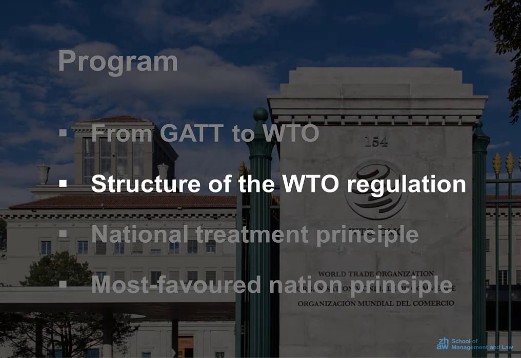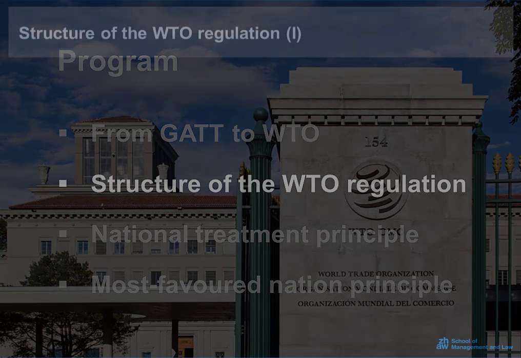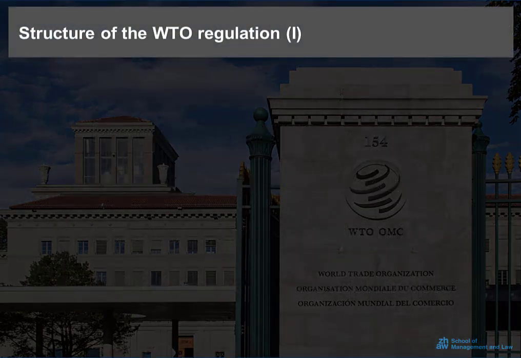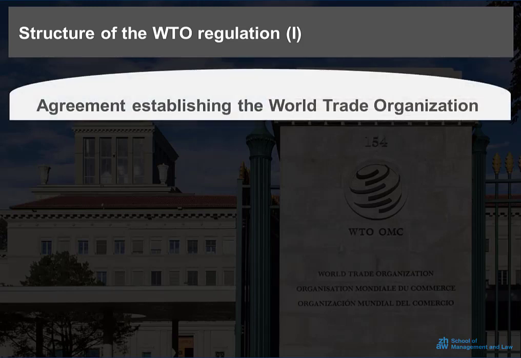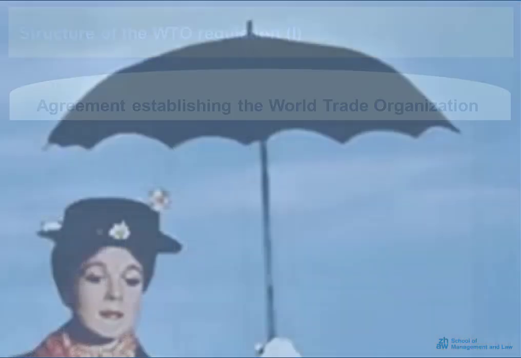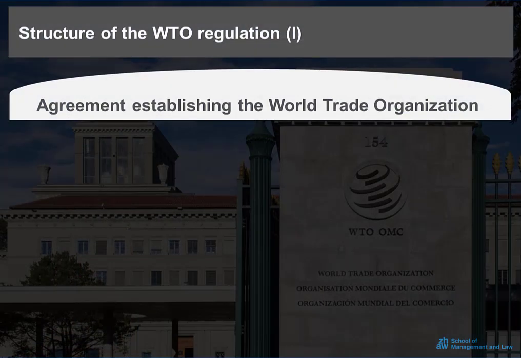How are those regulations structured? Top of the list is the treaty under which all other WTO regulations are placed, the agreement establishing the World Trade Organization. It's kind of an umbrella. However, it's a very short agreement containing only a few articles. In fact, the whole substance is in the annexes.